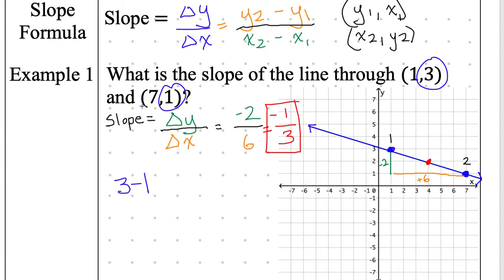First y coordinate, second y coordinate, so you can get the slope by doing that? Yep, without looking at a graph. That's the whole point. We're trying to do it without looking at a graph.